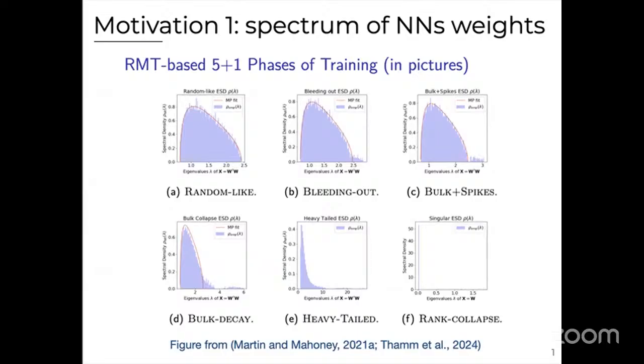In the beginning of the training, the network is random. So the weights behave pretty much like the weights of a random matrix, with some kind of bulk behavior, very much Marchenko-Pastur-like. As you keep training, what they have observed is that there are actually different phases. In the early phase, some eigenvalues start bleeding out of the bulk. And then at some point they detach and separate. So this is one of the first phases of training.